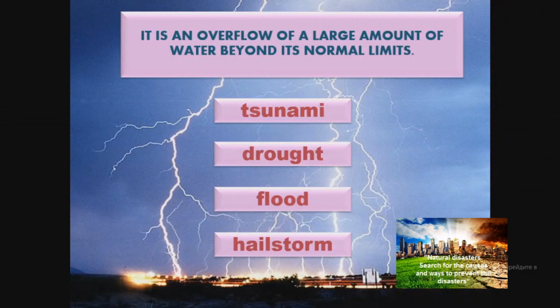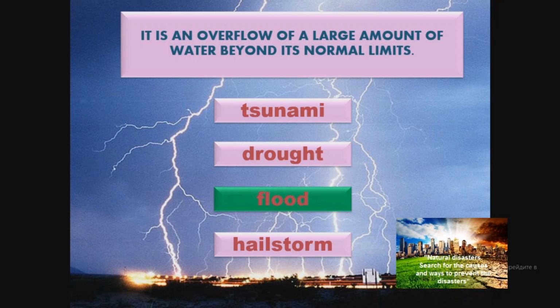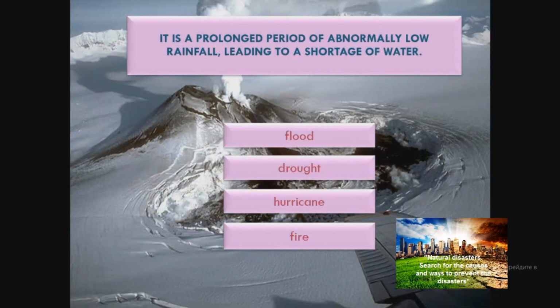It is an overflow of a large amount of water beyond its normal limits. Tsunami, drought, flood, hailstorm. Flood. It is a prolonged period of abnormally low rainfall, leading to a shortage of water. Flood, drought, hurricane, fire.